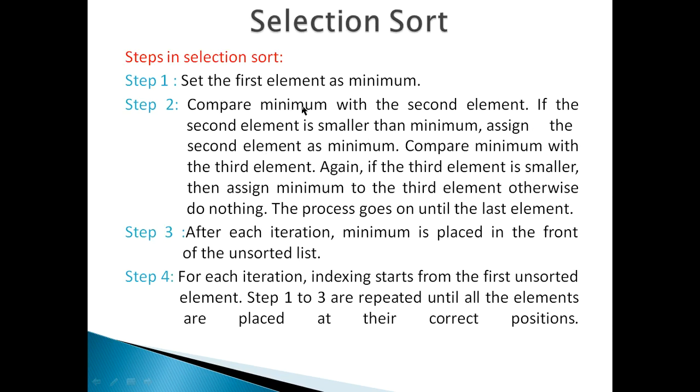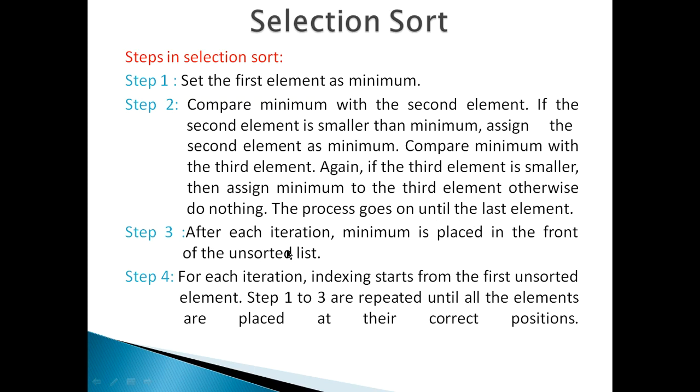Step 1: set the first element as minimum. To begin our sorting, we assume the first element is the minimum. Then compare this minimum with the second element. If the second element is smaller than the minimum, assign the second element as minimum. Then compare this minimum with the third element. If the third element is smaller than the assigned minimum, assign the third element as minimum. Otherwise, don't do anything. This process goes on until you reach the last element.